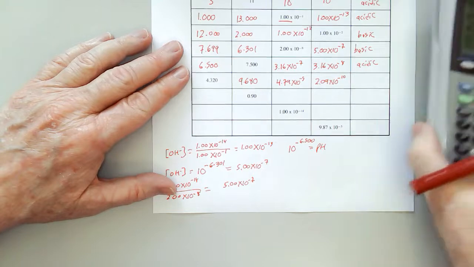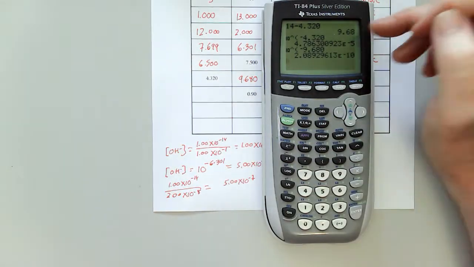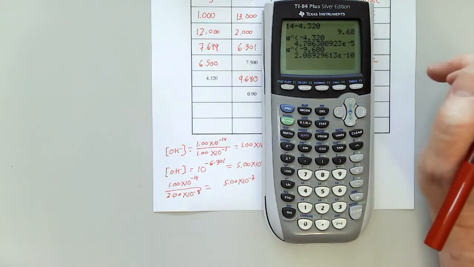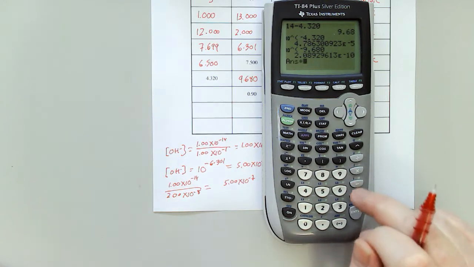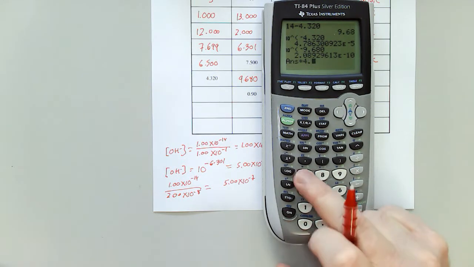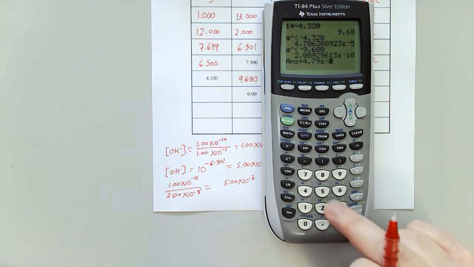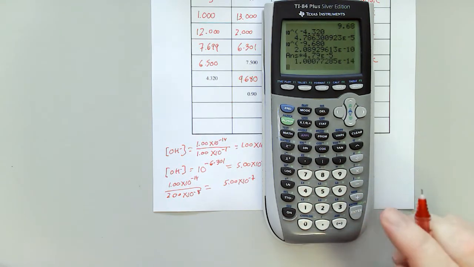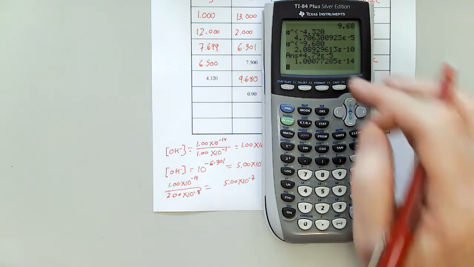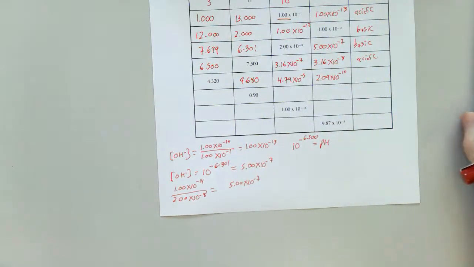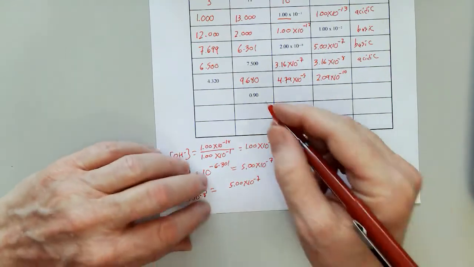Now just for kicks, what I'm going to do is multiply those two numbers together. So I've got that one multiplied by 4.79 EE negative 5, boom. And I'm getting 1.00 times 10 to the negative 14th. It has worked out. Yay.